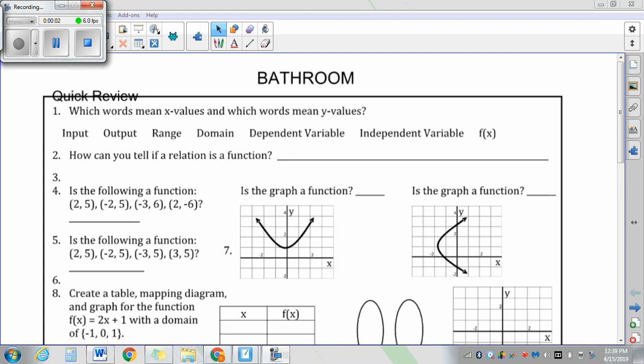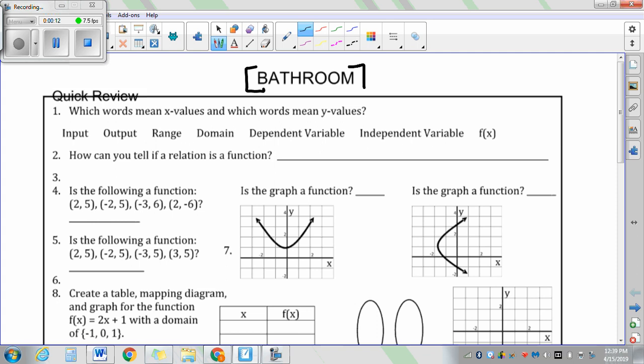So I need, in your packet, I know that the next one up is not the bathroom, but I need you to dig around in your packet and find me the slide that says bathroom. That's the one that we're going to be doing while I'm out.